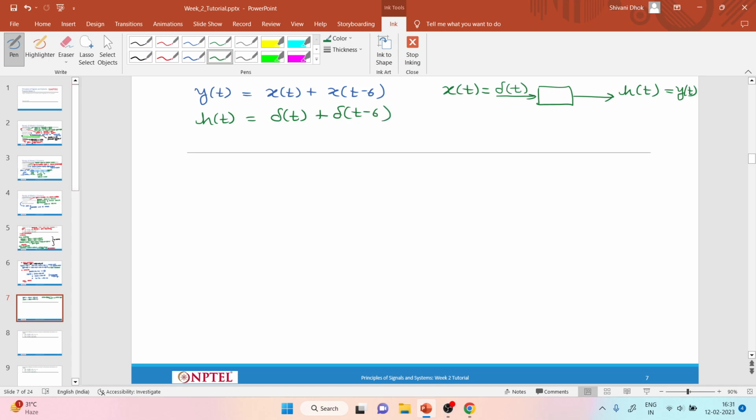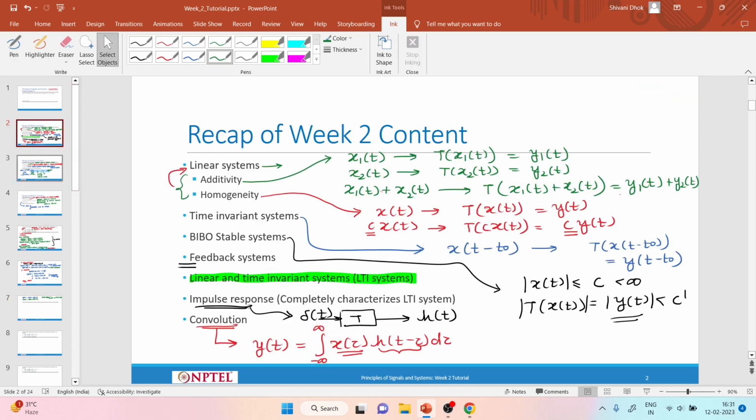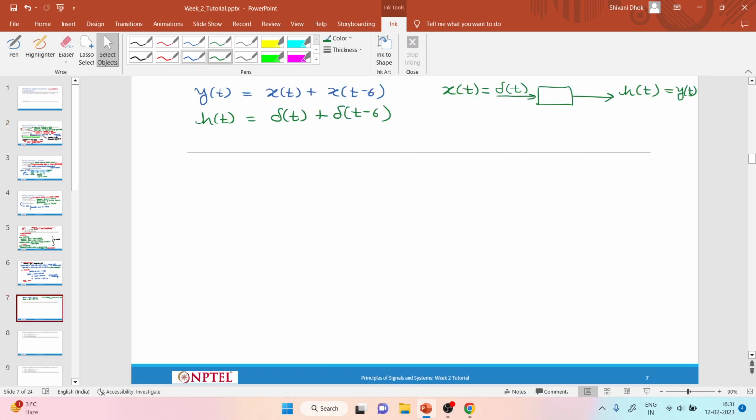Please keep in mind that you can't just divide y of t by x of t, because here we are having convolution and not multiplication. These two are totally different operations. Okay, so this is your impulse response.